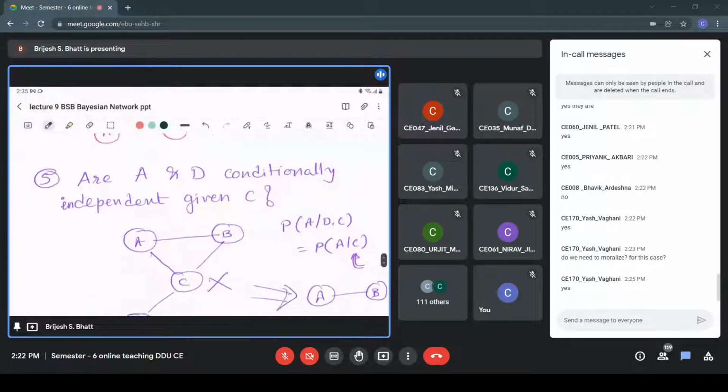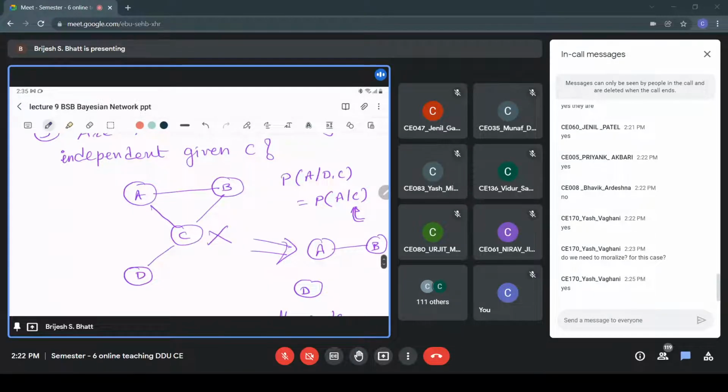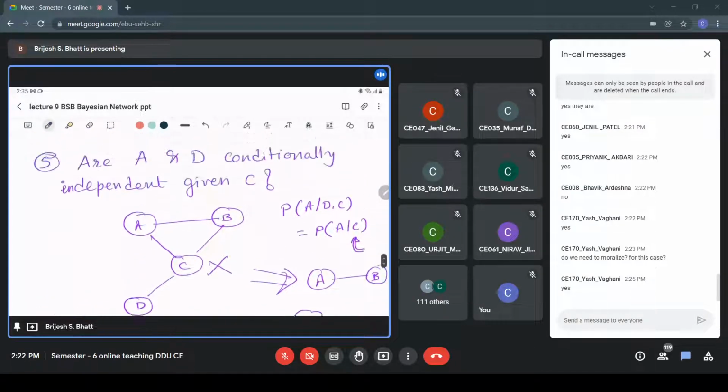So are A and D conditionally independent given C? After all the four steps, the graph we are left with is A, B, C, D. Finally, remove the question variable, that is C, and what you are left with is two separate graphs, AB and D, where there is no path between A and D. So we can say yes, A and D are conditionally independent given C.